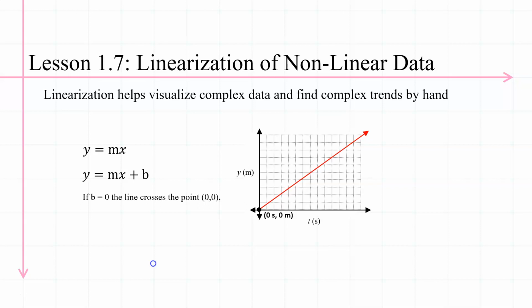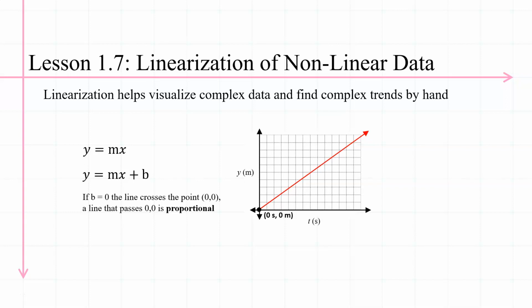And the same is true for the y-axis. In this case, my initial position is 0 as well. But remember, we're not necessarily talking about position. It's just whatever gets graphed as the dependent variable on your y-axis. As long as the initial value of that is 0, we call that line that crosses through the point 0, 0 proportional. And proportional relationships are very common.